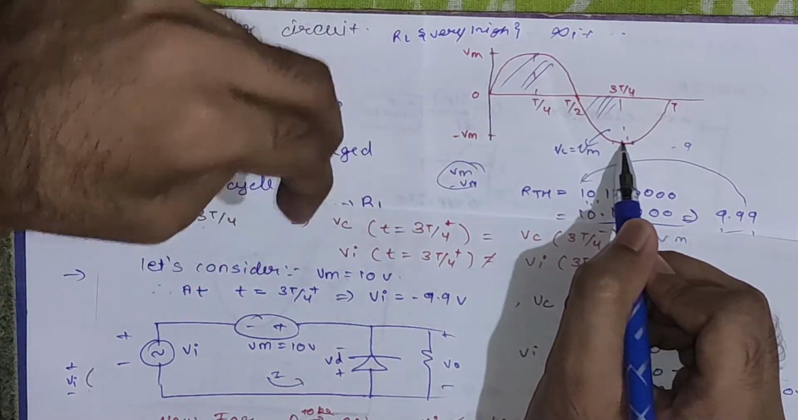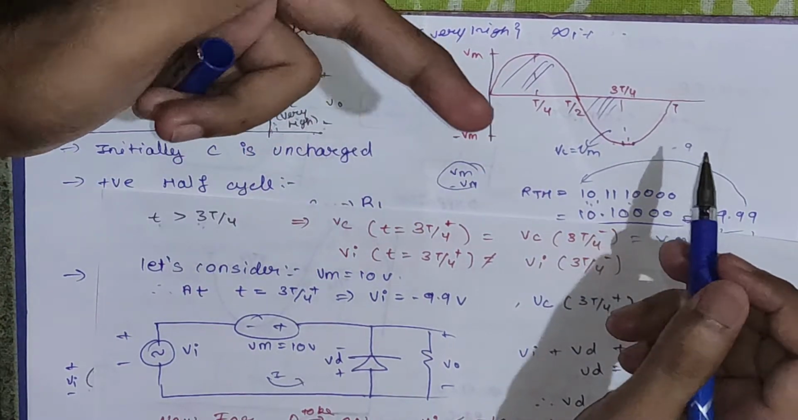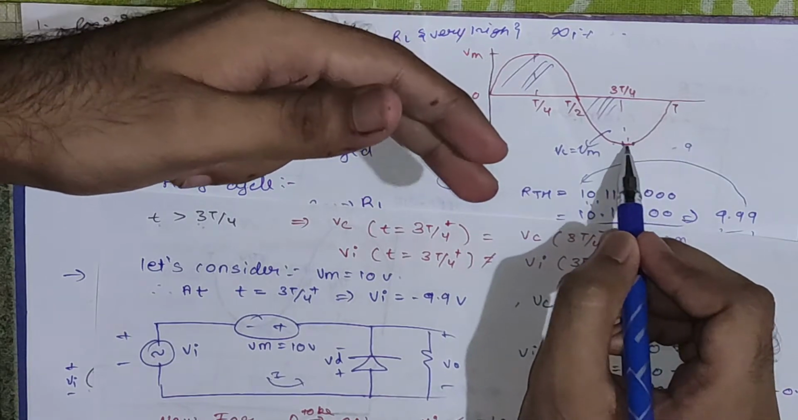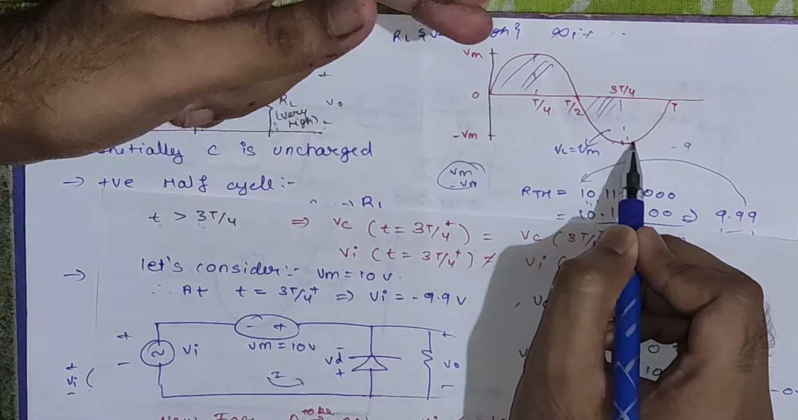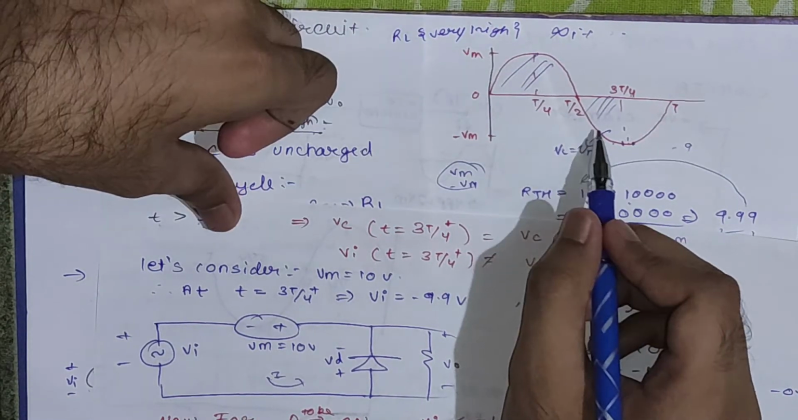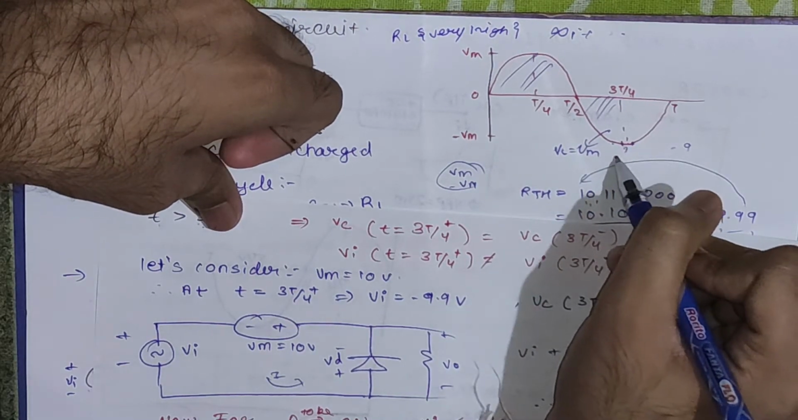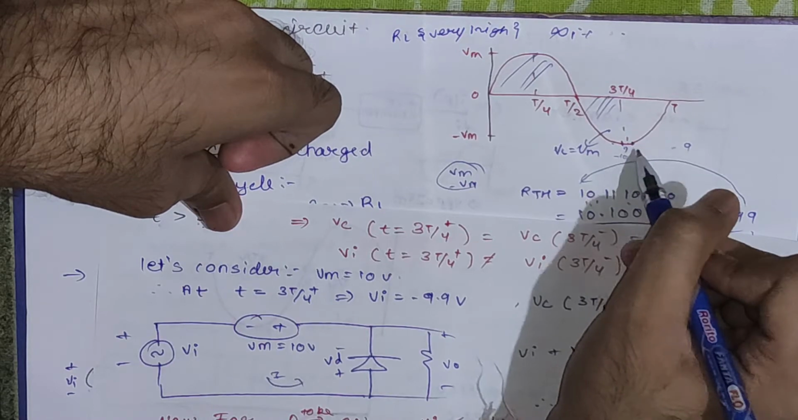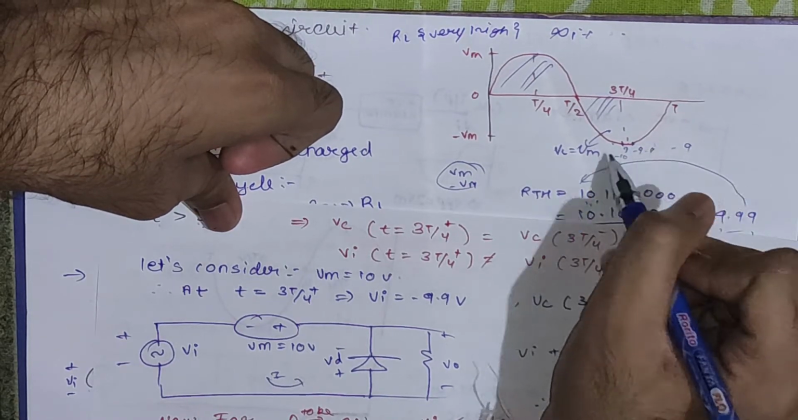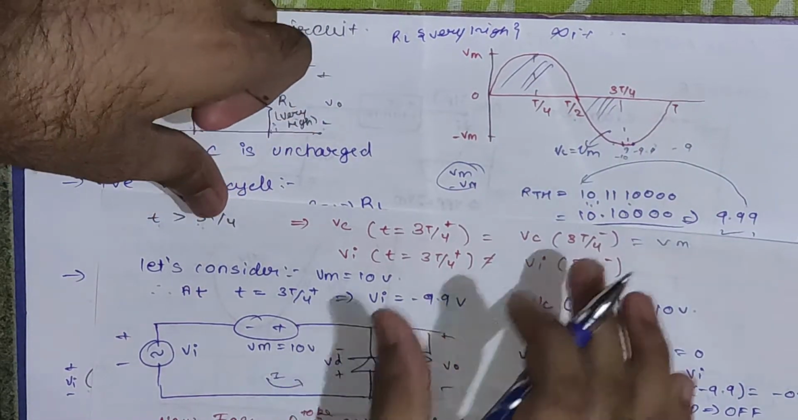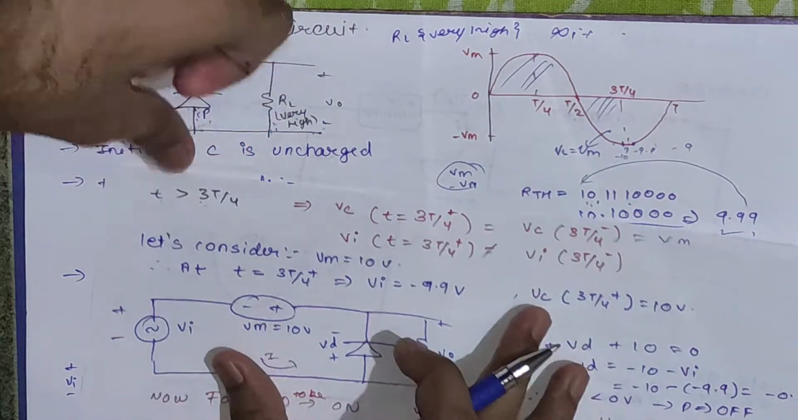Why? Because you know the capacitor voltage opposes the change in voltage. So whatever capacitor voltage is present here will be the same as here. But the input waveform is continuously changing. So at this point it will be somewhere around minus 10, so at this point it will change to minus 9.9. I'm just giving an example. So let's use the same example to move further.